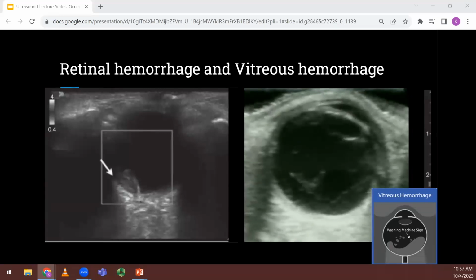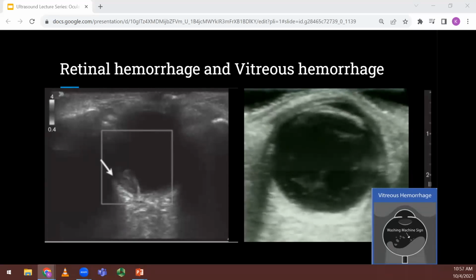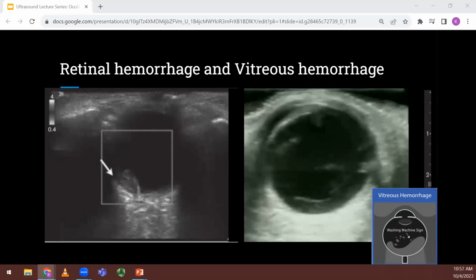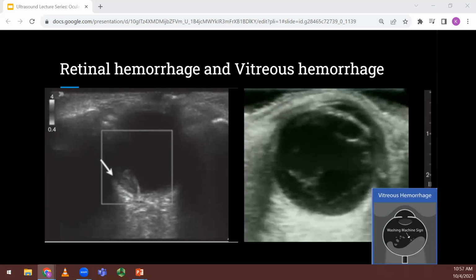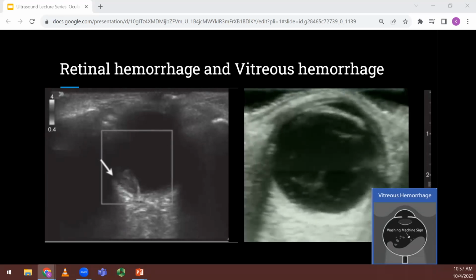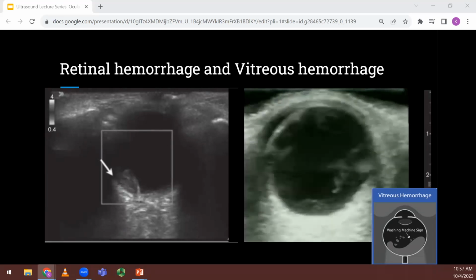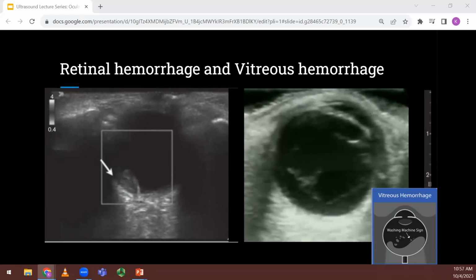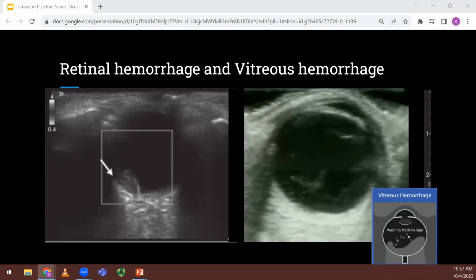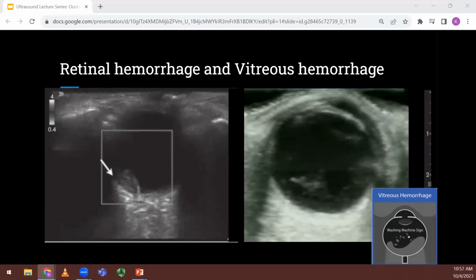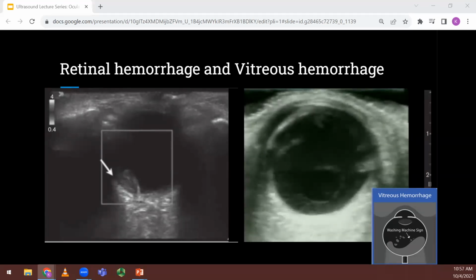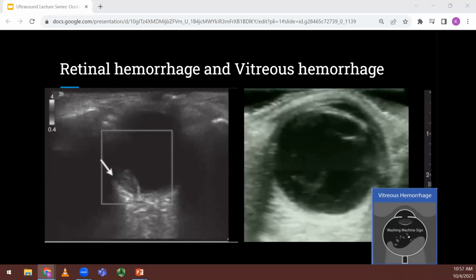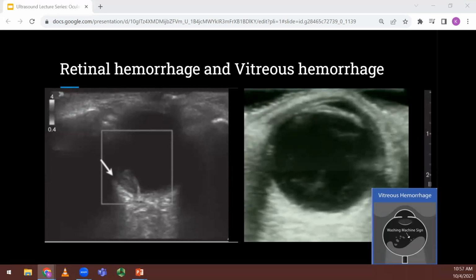Ultrasound is pretty sensitive for this. It's 81% sensitive and 82% specific. Not as good as fundoscopy, but pretty good. I think the main thing about this is that if somebody has vitreous hemorrhage, it's going to be very difficult to assess for retinal detachment with fundoscopy, because all that blood is going to be covering the retina. So in this case, ultrasound can be better than fundoscopy for evaluation of retinal detachment.